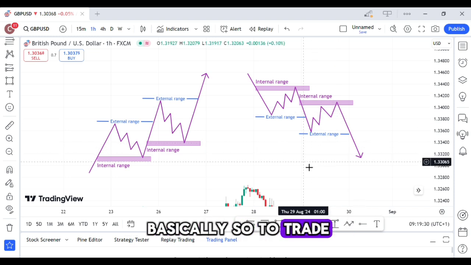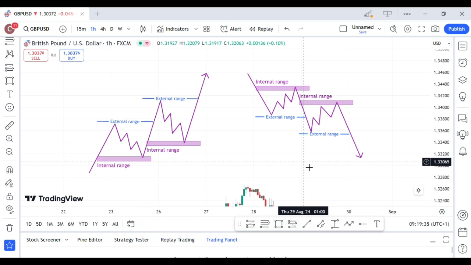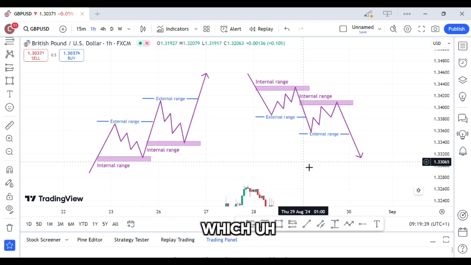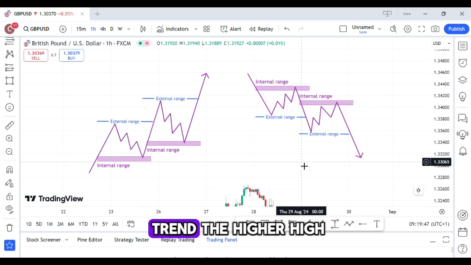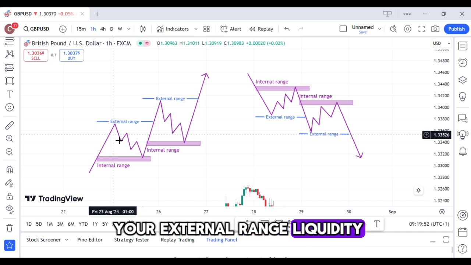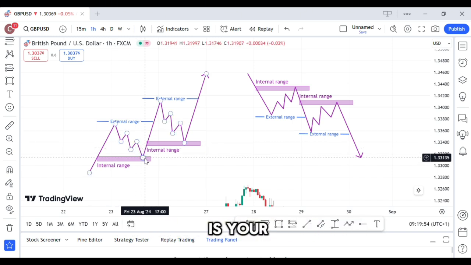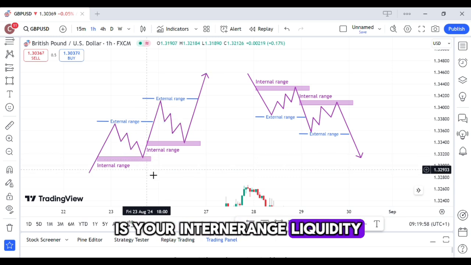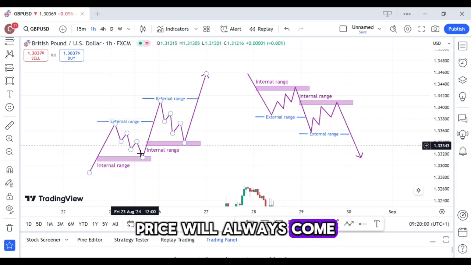To trade liquidity, you just need to know the market structure. You need to know which structure you are in currently. Is it a bullish trend or a bearish? If it's a bullish trend, the higher high is your external range liquidity, while the higher low is your internal range liquidity. Whenever price goes up, price will always come down to trade.